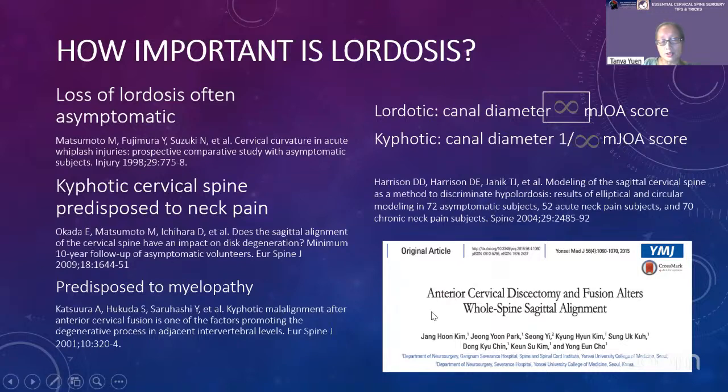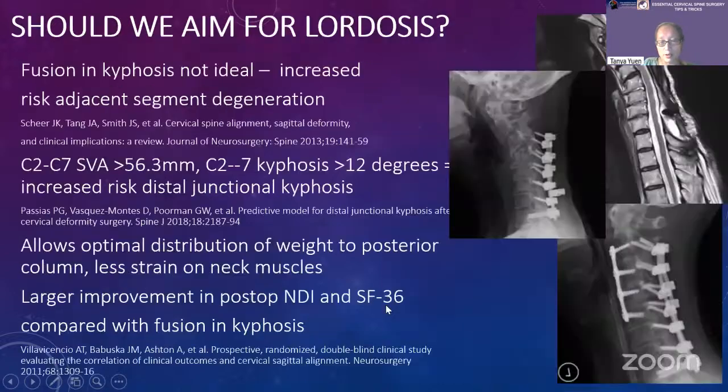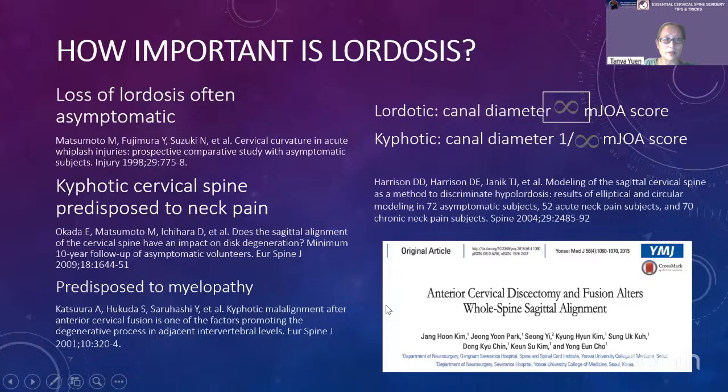If the canal diameter is less, then it has less of an effect on the disability. There's not much in the literature about how a single level ACDF can affect the whole spine alignment, but there is some influence intuitively as well when you think about it. It's just that more studies have to be done about that.